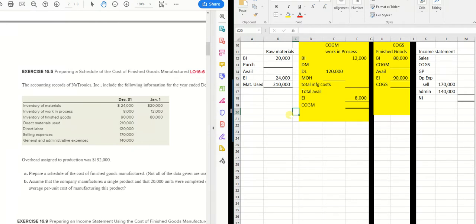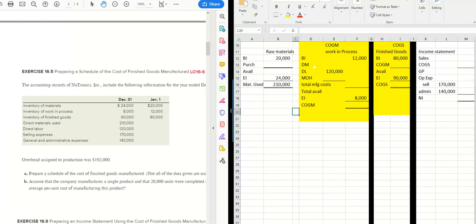But what I've done here is remember from the previous assignment on your handout that we had what I started with plus what's added gives us available minus what's left gives us what moves on. So for raw materials, it's beginning inventory plus purchases gives us available minus ending inventory is materials used. It is critical that you understand and know the accounting terminology so you can converse with someone.